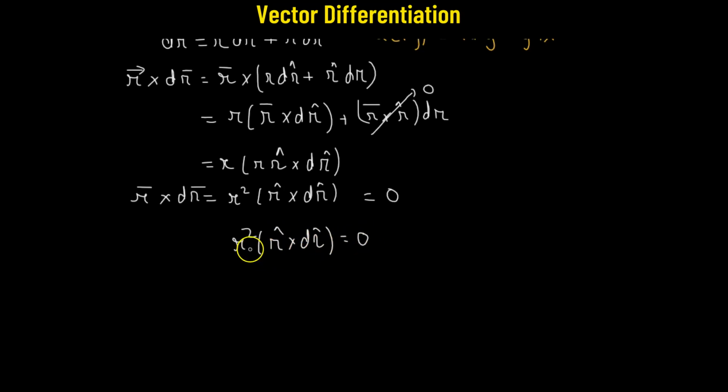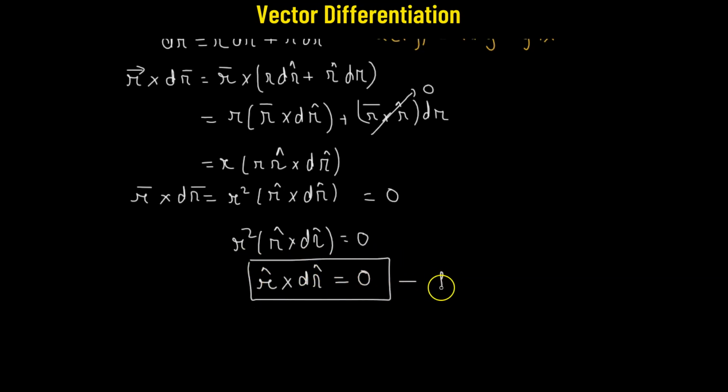Here r equals 0 is a trivial condition. So we'll only consider r cap crossed dr cap equals 0. So let's label this as equation number 1. We will use it, and we'll come back to this in a moment.